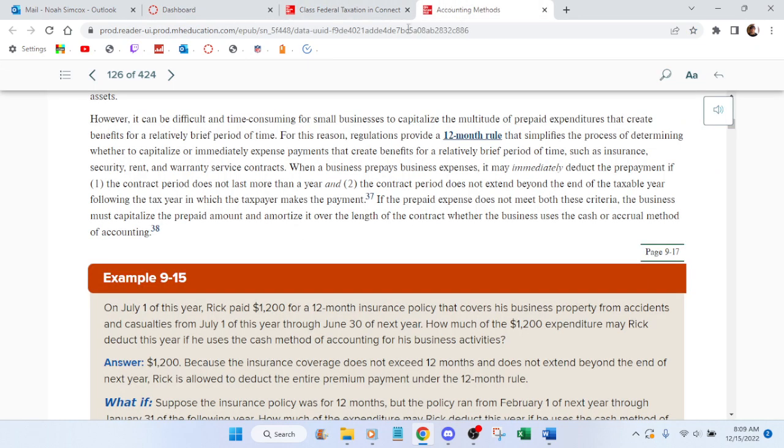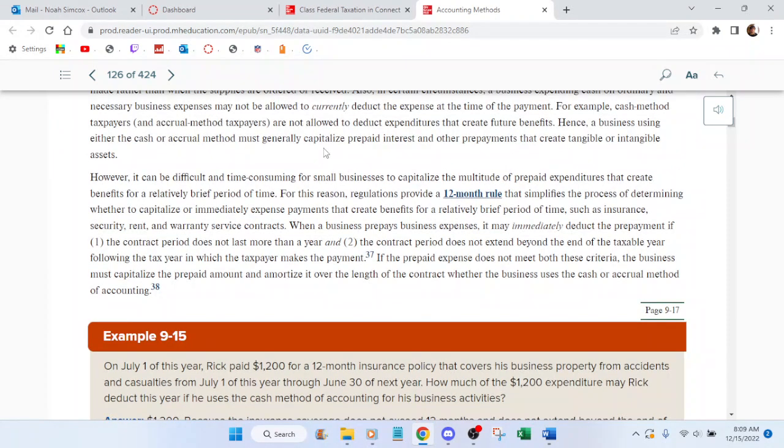You may immediately deduct a prepayment if the contract period does not last more than a year and does not extend beyond the end of the taxable year following the tax year in which the taxpayer makes the payment. If the prepaid expense does not meet both these criteria, the business must capitalize the prepaid amount and amortize it over the length of the contract, whether the business uses the cash or accrual method of accounting. The 12-month rule for prepaid expenses applies to the cash and accrual methods.